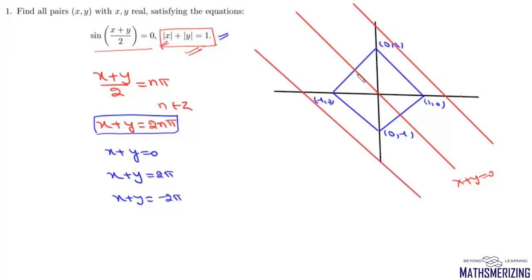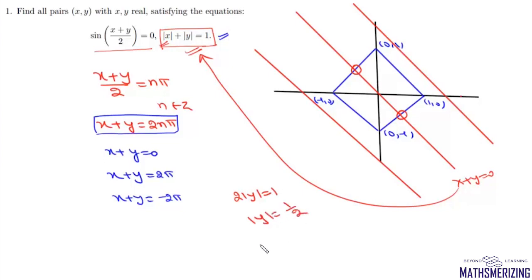So these two graphs will intersect only at these 2 points. Now at these 2 points, we know that x + y is 0. So we'll put x as -y, then we can write 2|y| = 1, and we get |y| as 1/2. So the value of y is plus or minus 1/2. Now x is -y, so if y is ±1/2, x is ∓1/2. So we have two solutions: one is (-1/2, 1/2), and the other is (1/2, -1/2).